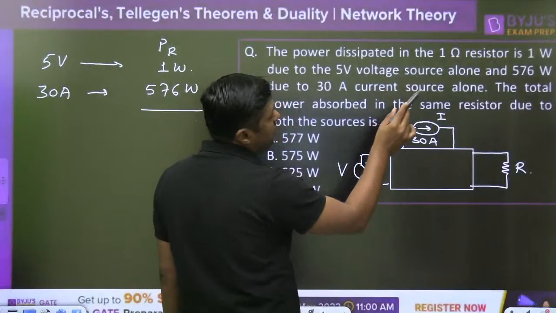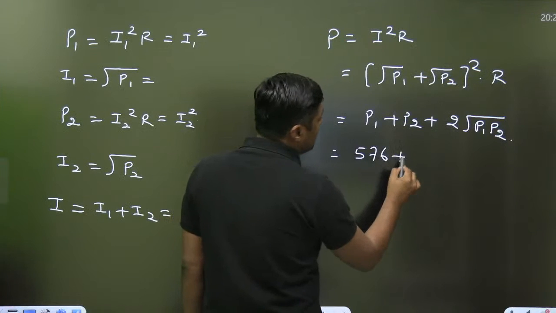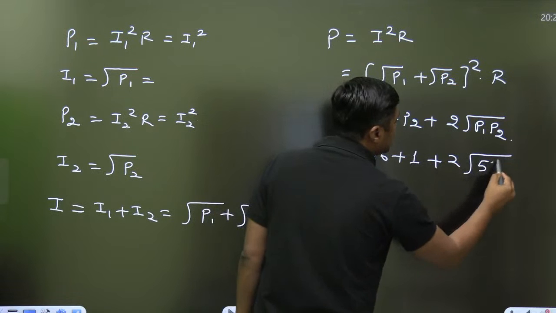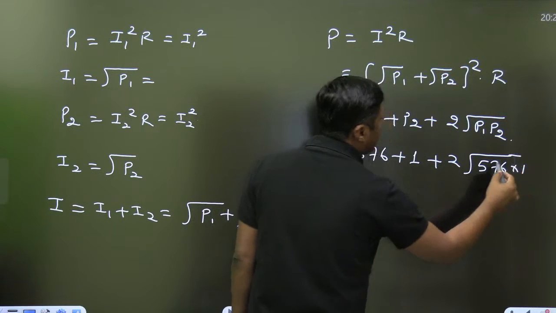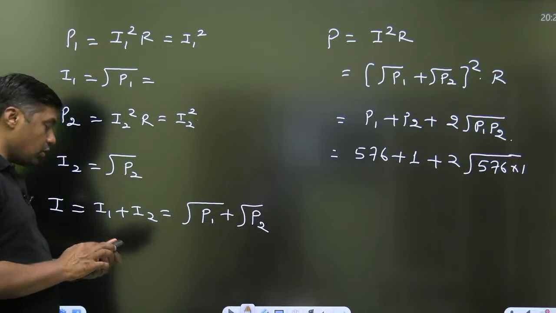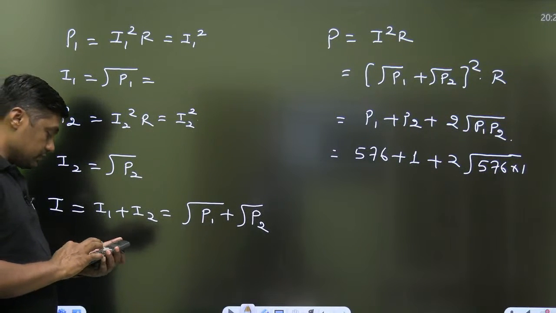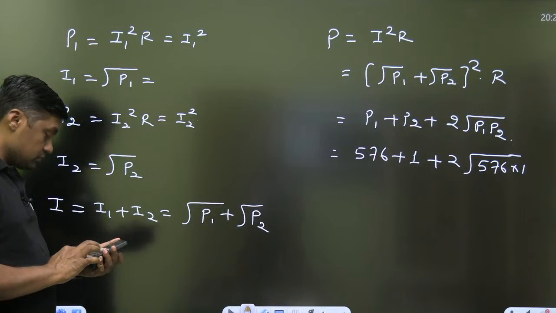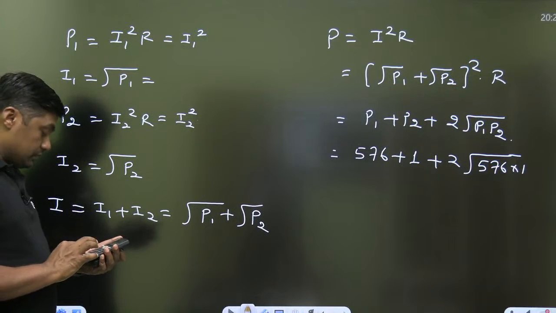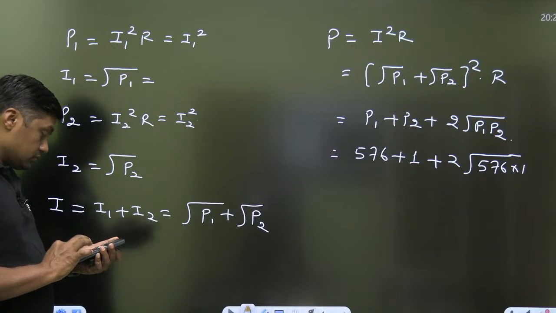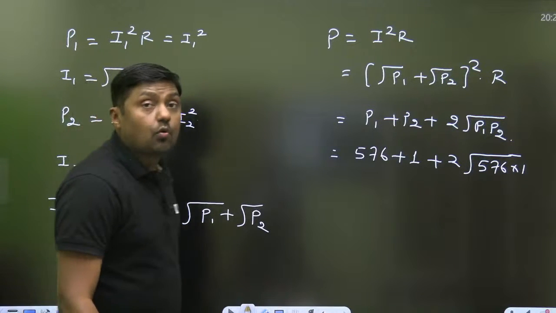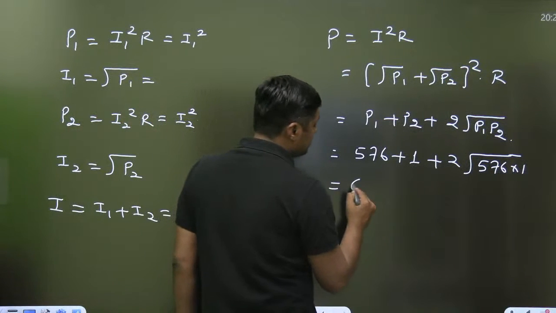I think this is the 576 watt. What is the P2? 1 watt plus 2 times root of 576 into 1. Everyone calculate the root of this and give me the answer. What will be the answer for this question? You are not giving the answer. 625 watt.